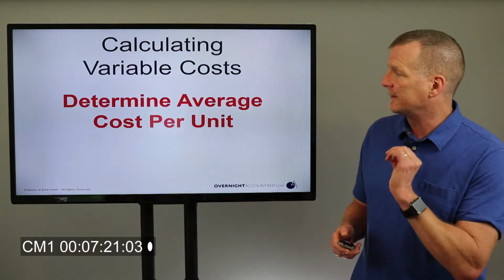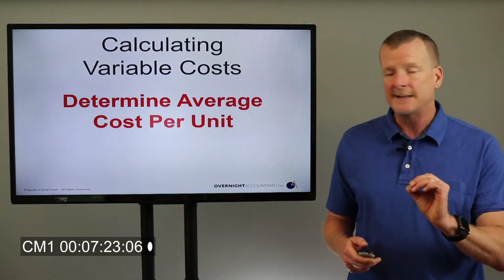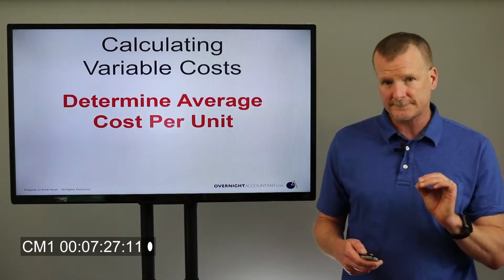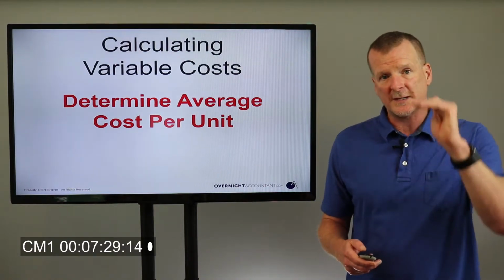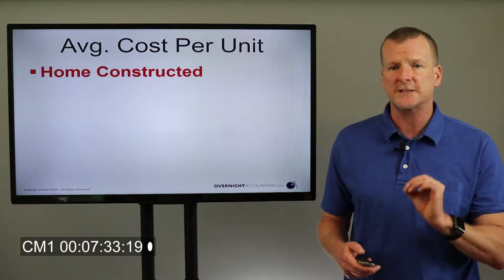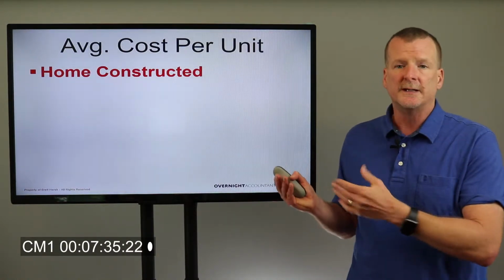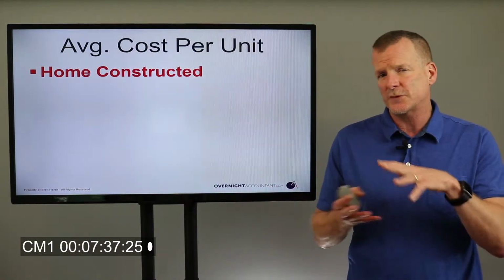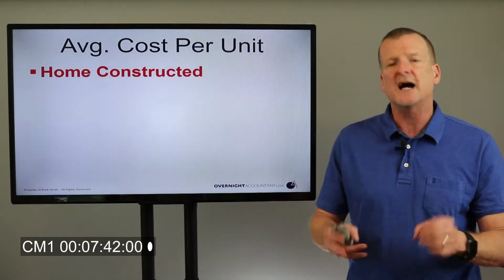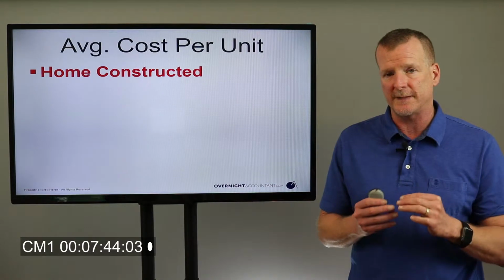So we have that. Now the next step, once you've done that, is to determine your average cost per unit. Now that we know the costs that go into the manufacturing of homes, we want to determine the average cost per home constructed. Now remember, like I said earlier, some folks might use square footage if they have a lot of different designs: average cost per square foot.